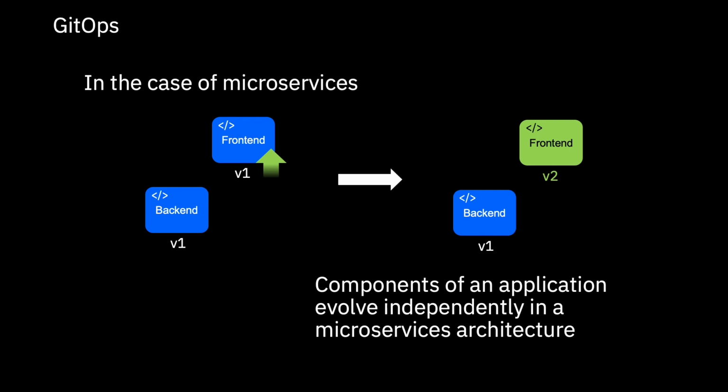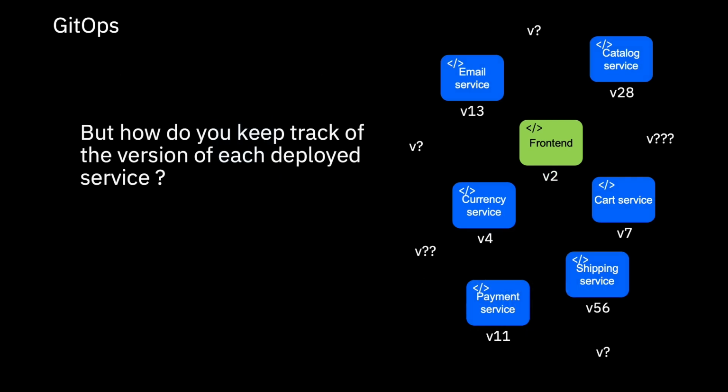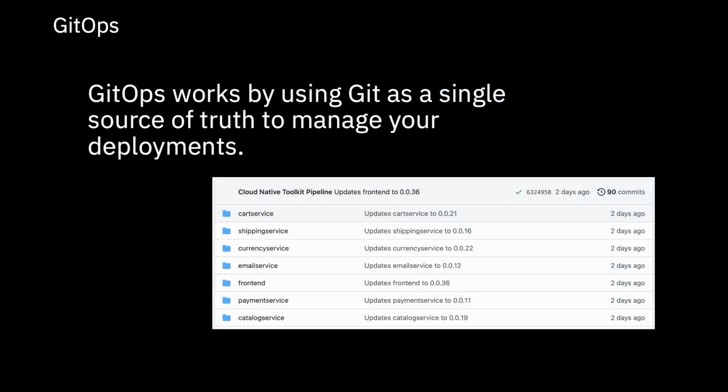Now, this example is a bit too simple, but in reality, we will be dealing with multiple microservices, talking tens or hundreds or even thousands of microservices. How do we then manage versions and code changes of each service independently? This is where Git and GitOps shine.